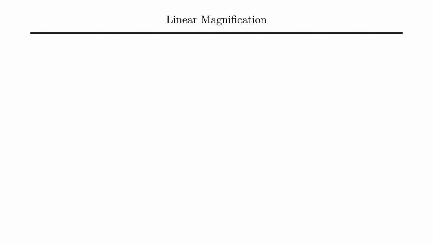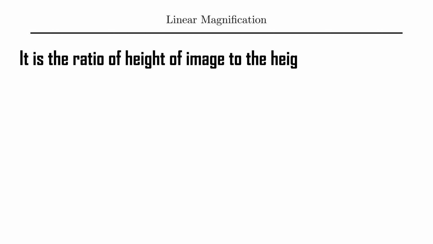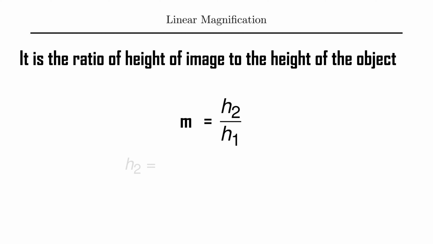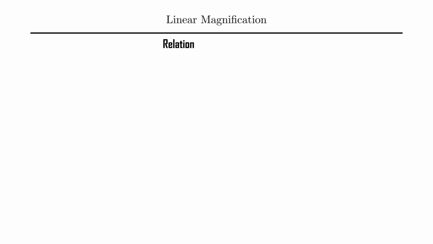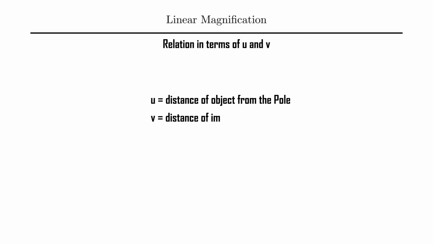Relationship for linear magnification of spherical mirrors. Linear magnification is defined as the ratio of the height of the image to that of the object. It is denoted by m and equals h2 over h1, where h2 is the height of the image and h1 is the height of the object. Let's now derive a relation for m in terms of u and v, where u represents the distance of the object from the pole, whereas v represents the distance of the image from the pole.